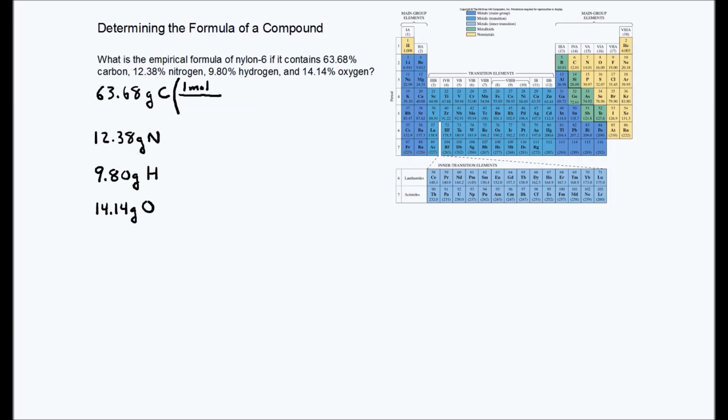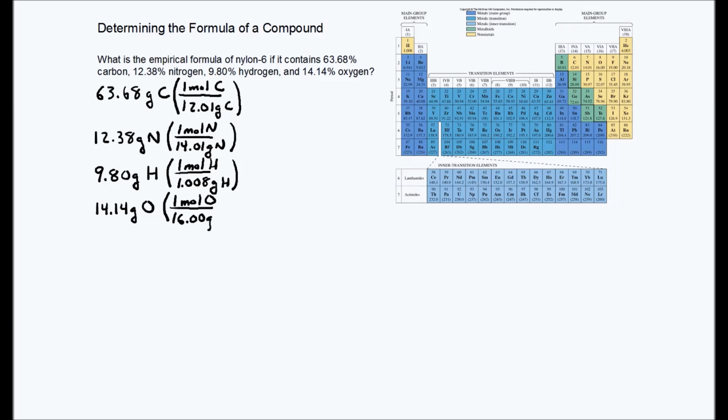1 mole of carbon from the periodic table weighs 12.01 grams. And I'll just do all these really quick here. 1 mole nitrogen is 14.01 grams. 1 mole hydrogen is 1.008 grams. And 1 mole oxygen is 16.00 grams. So now I can do all of these individual math steps.